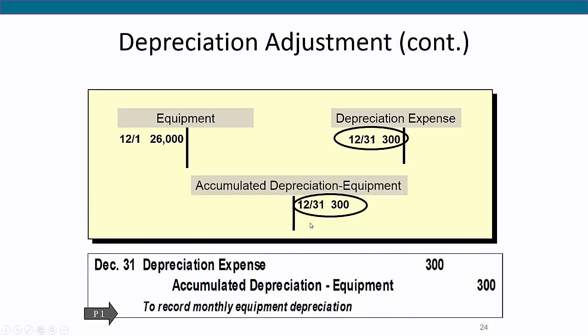Here's the adjusting journal entry to record depreciation expense. You can also see the balance in the equipment account. The depreciation expense account will appear on the income statement for the year ended December 31st, 2013. The accumulated depreciation account will be subtracted from the value of the equipment account on the balance sheet.